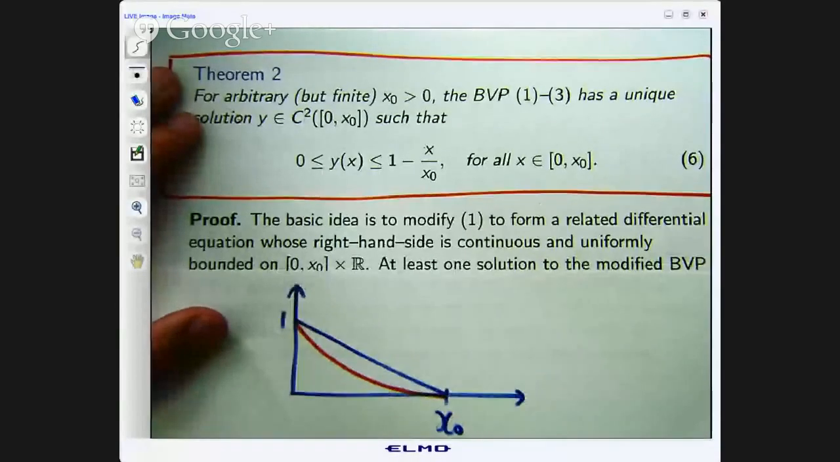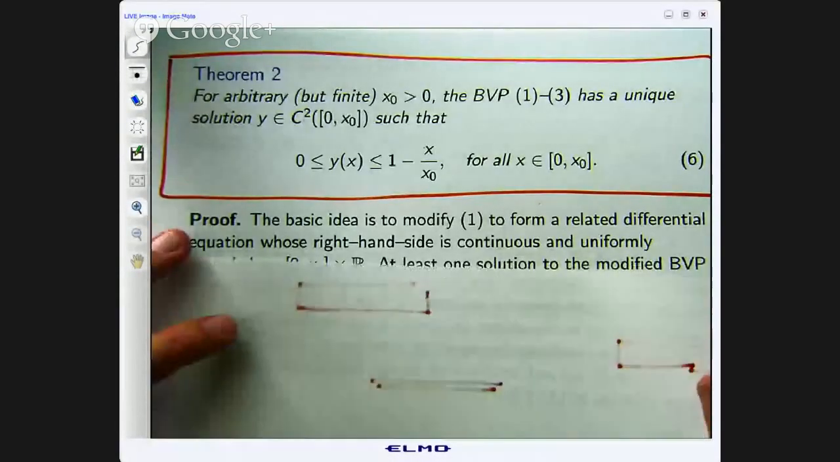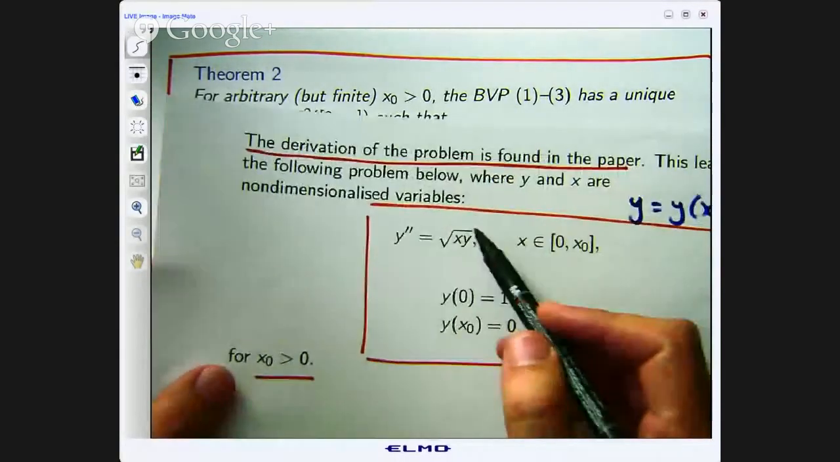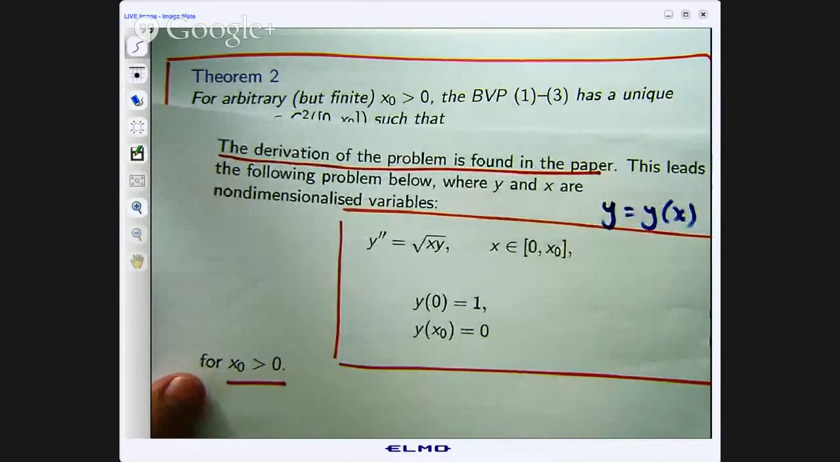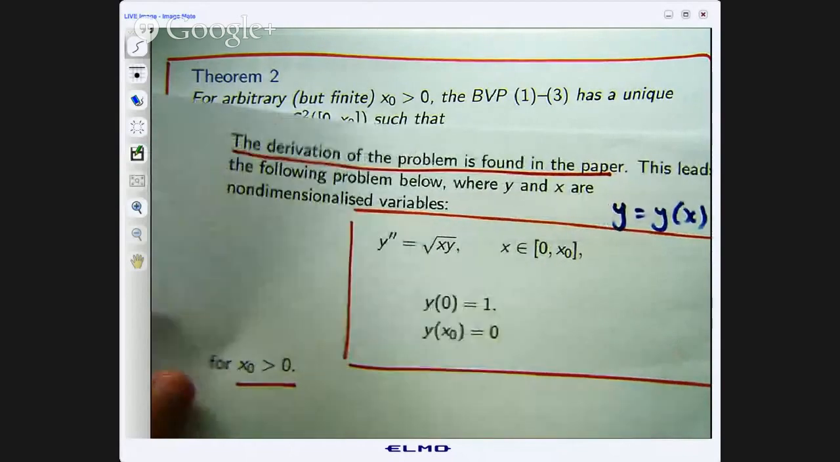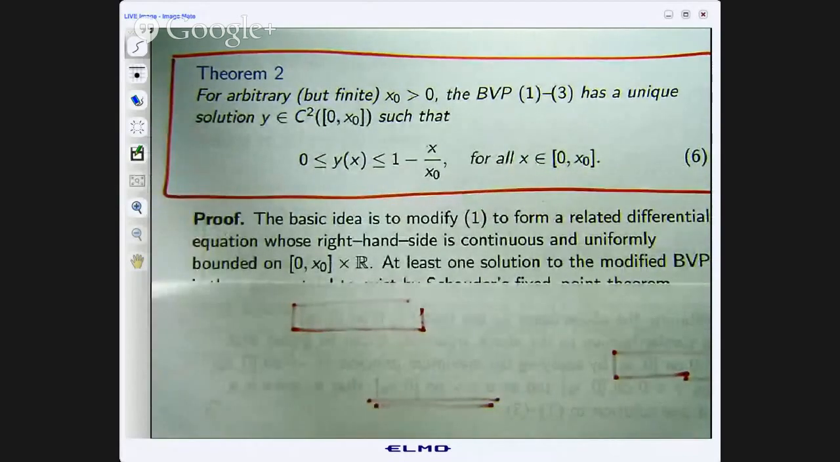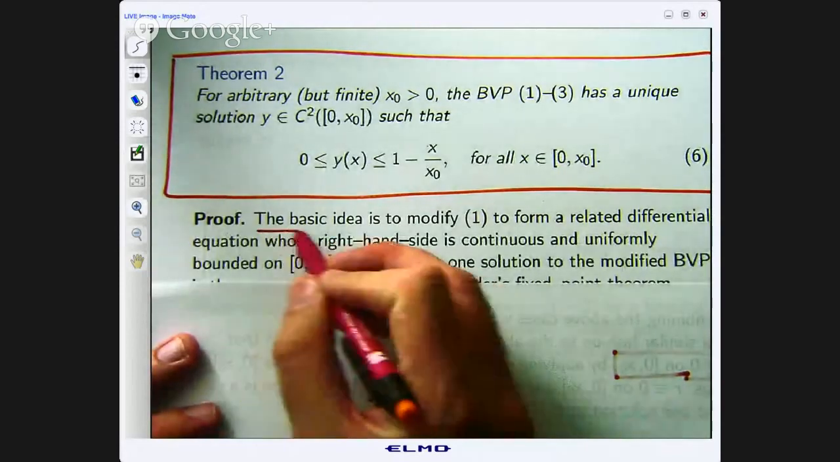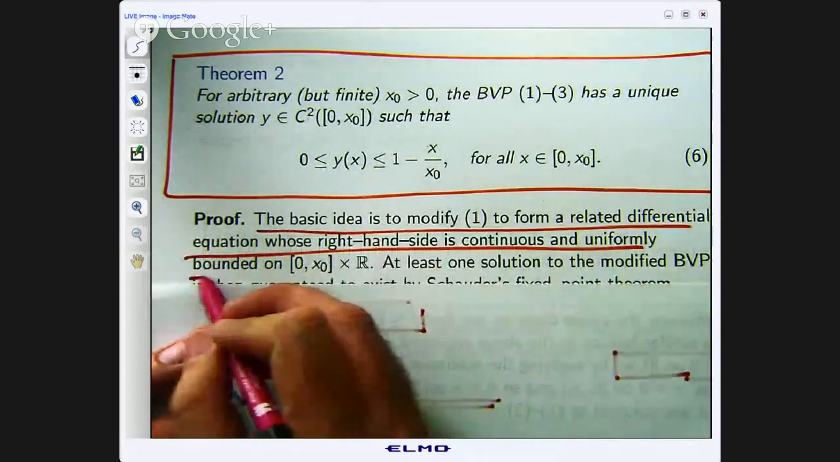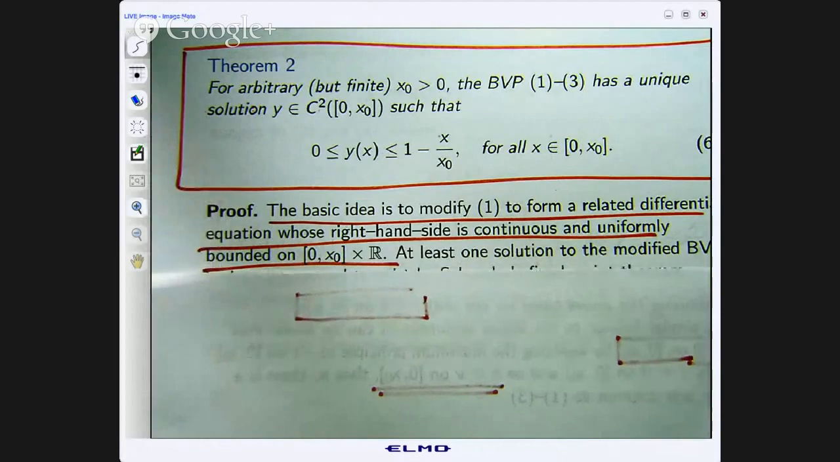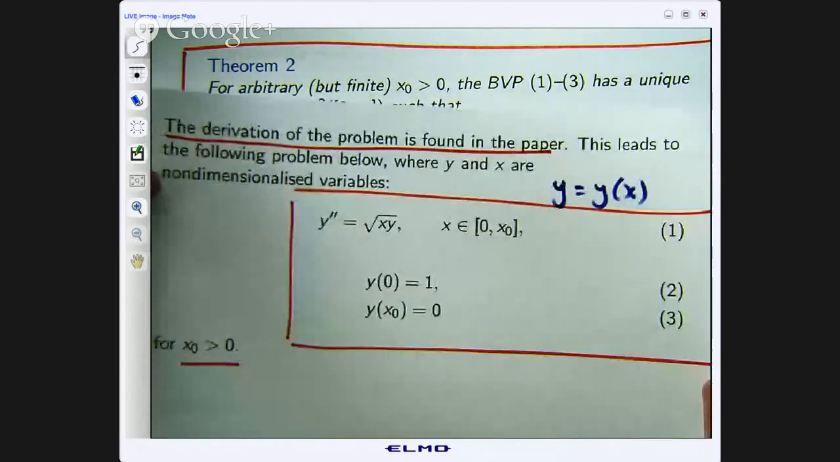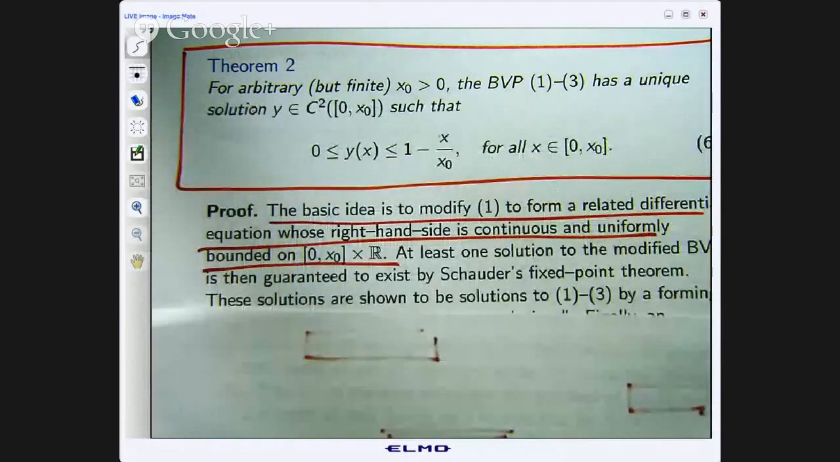All right, so what we do is we modify the right-hand side of this differential equation in such a way that the right-hand side is continuous and uniformly bounded everywhere. Now this is a common technique in the theory of boundary value problems. And then you consider the modified problem and show that there's a solution, and then you use differential inequalities to show that the solution to the modified problem is really a solution to the original problem.